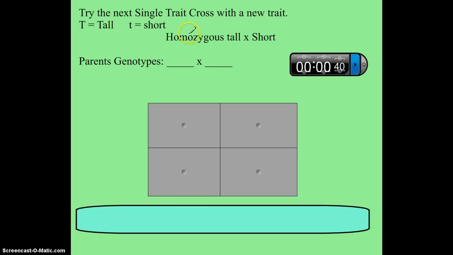This time you're going to cross, using the same trait, plant height, a homozygous tall with a short individual. We will give you 40 seconds on this one, maybe a bit longer. I'm going to start the music first this time, so go ahead and try to solve it now.